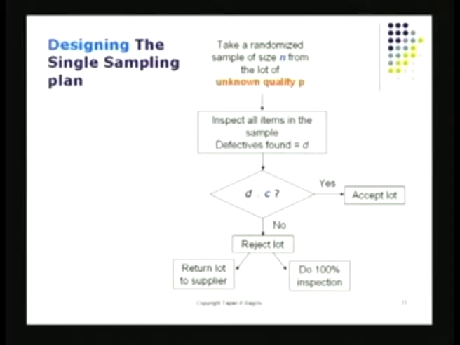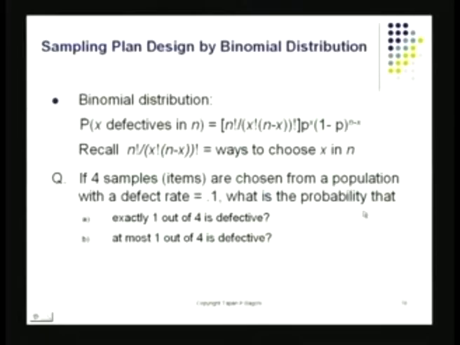Now if you look into the single sampling plan itself, it's a pretty straightforward thing. Take N randomized samples from there, and the lot quality is unknown, that is P. Number of defectives found by your inspection is little d. If little d is less than or equal to C, C is the control limit there, you accept the lot, otherwise reject the lot. Either you return it to the supplier or do 100% inspection, do rectify inspection and then take it on. But how do I find this N and C? That's going to be the goal for the designer.